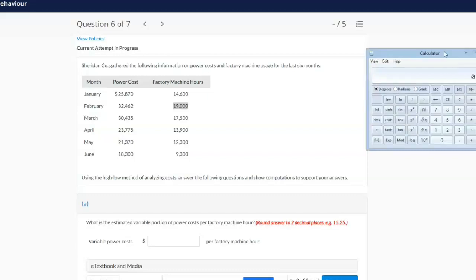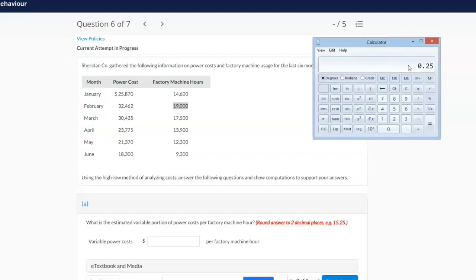We take the change in total cost between the high and the low. Which is going to be 9,700. 12,400. Is that 12? No, 37. You can make it bigger if you know. Sorry, can't see.